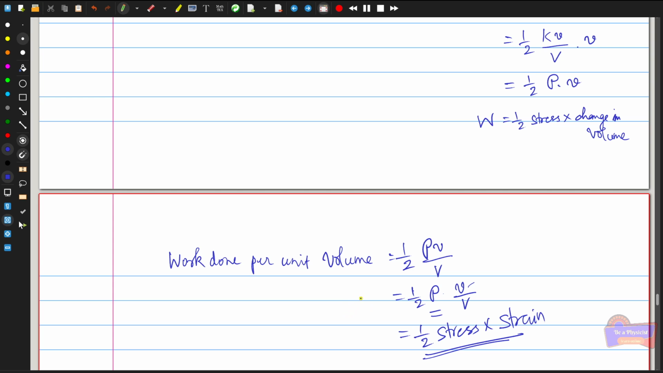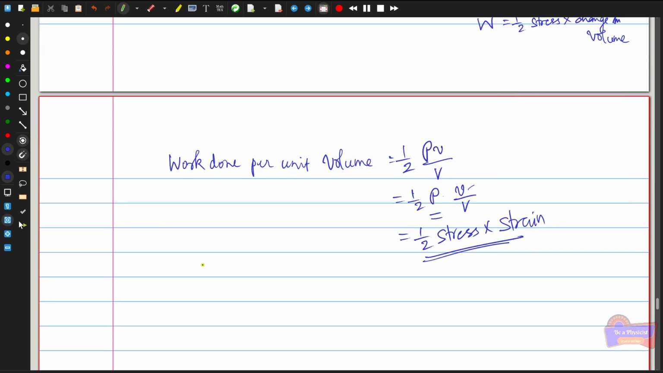So in all the three strains, that means the linear strain, the shearing strain as well as the volume strain, the relation for the work done is the same: the work done per unit volume is equal to half the stress into strain.